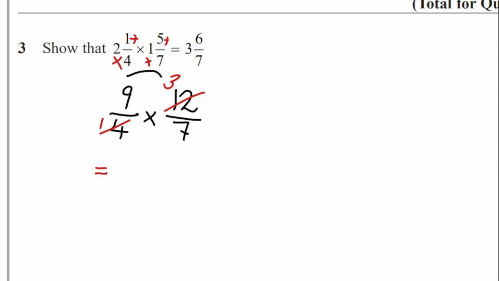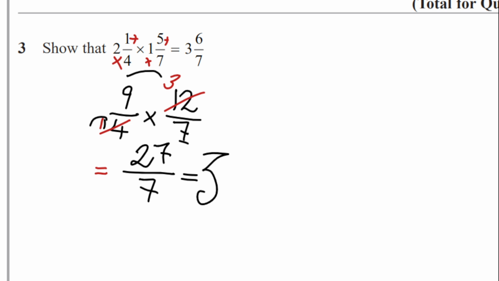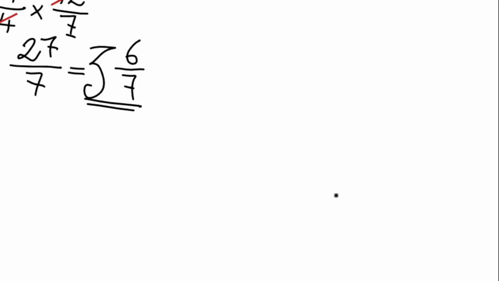9 times 3 is 27, 1 times 7 is 7. So how many times 7 goes into 27? It goes 3 times, which is 21. What's the leftover? 6/7. And that's your final answer. And that's your 3 marks. Yep, see the 3 marks.